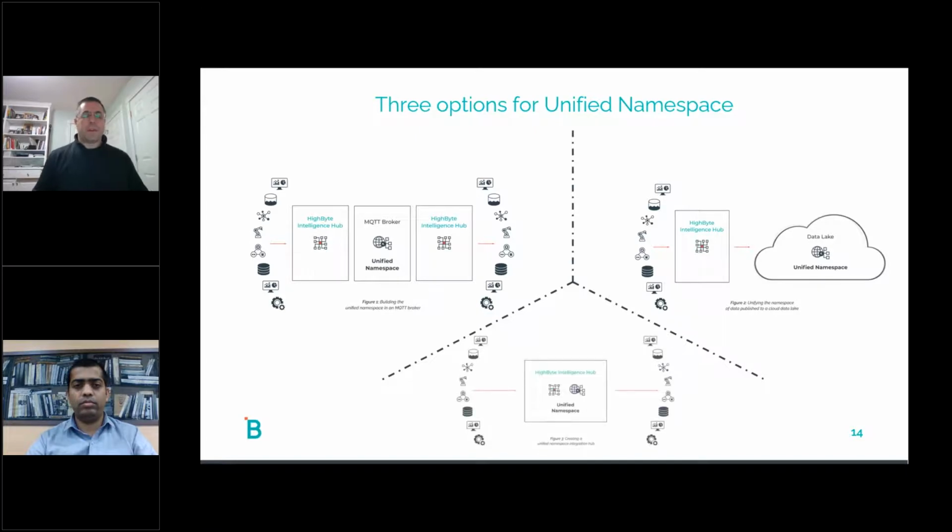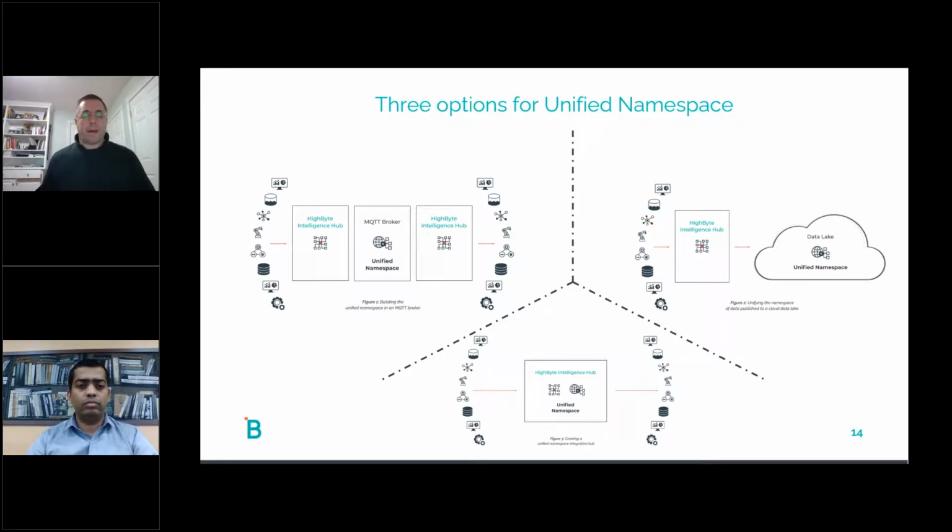Thirdly, we've seen people talk about using the unified namespace right within a solution like HighByte, where they're just trying to integrate systems, but they need to unify the namespace of the data as they move it through. So HighByte can be used in all these different cases, and in many cases, people are doing a combination of these three.